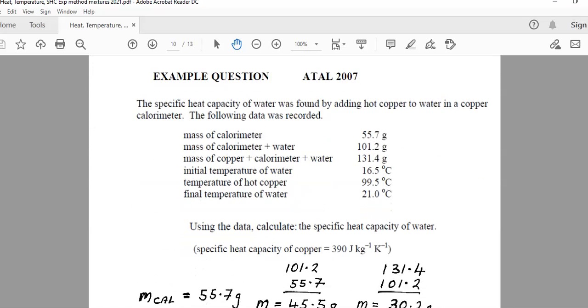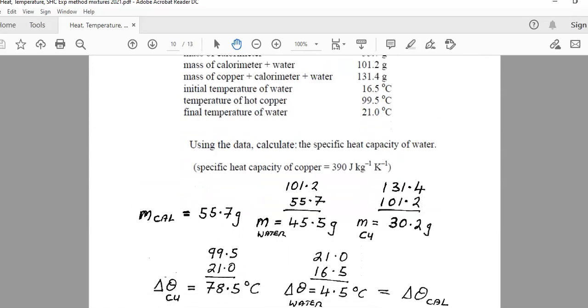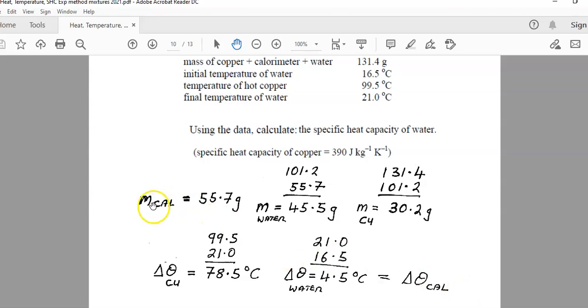What I did was I did all my working out like this first. I worked out the mass of the calorimeter was given. By subtraction, I got the mass of the water. By subtraction again, I got the mass of the copper. I got the changes in temperature of the copper, the change in temperature of the water, which is equal to the change in temperature of the calorimeter. I think you should always do that working out and show your work, because it sets you up very, very nicely for the rest of the question.